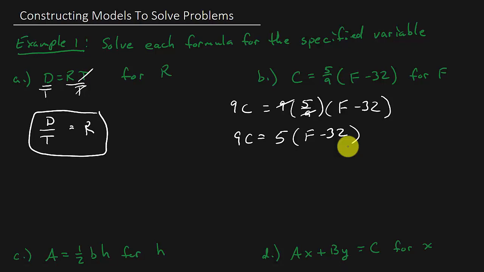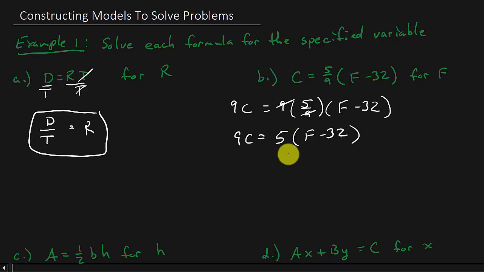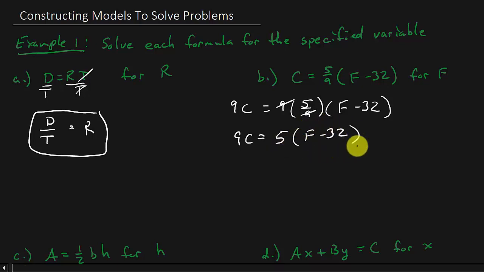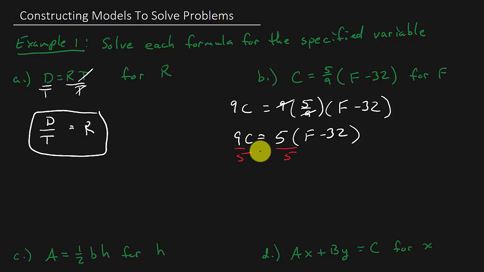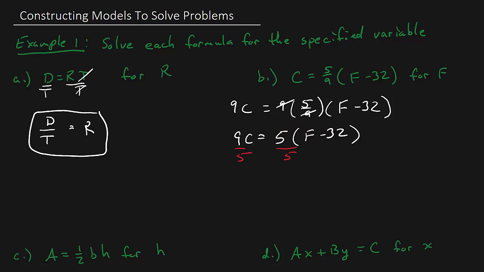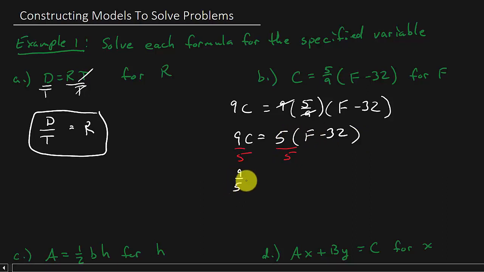And then, well, actually, what could we do here? This is 5 times this, right? This is like one term inside the parenthesis. So I could actually divide both sides by 5, okay? I could divide both sides by 5, or I could distribute the 5. It doesn't matter. Well, let's just divide both sides by 5. So that's going to give me 9/5 C is equal to, and see the 5's cancel, F minus 32.